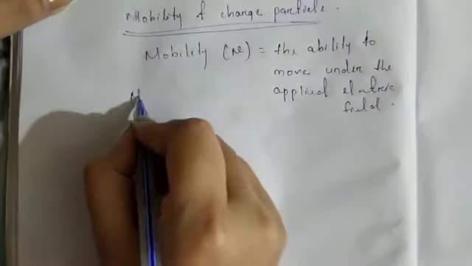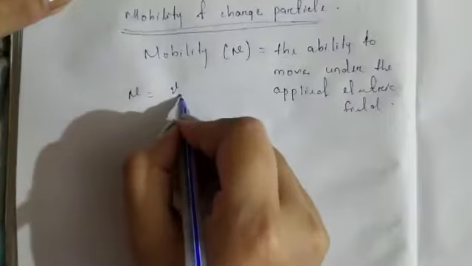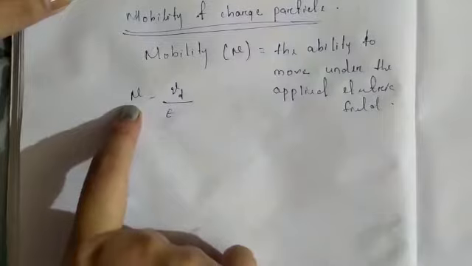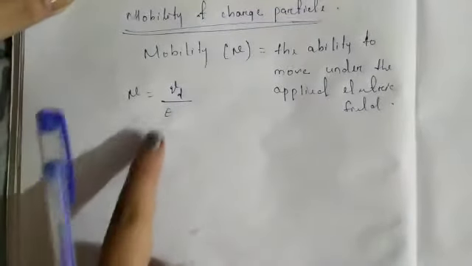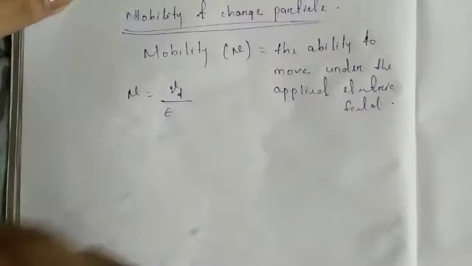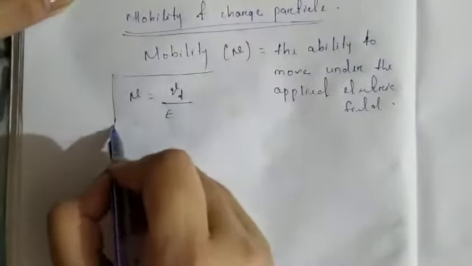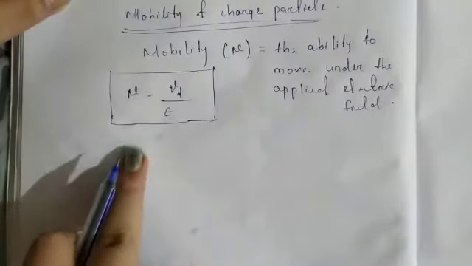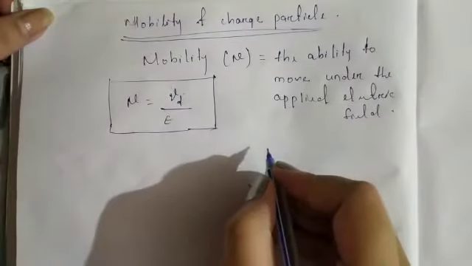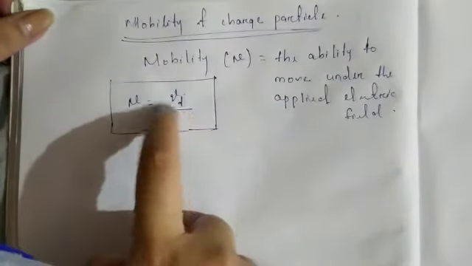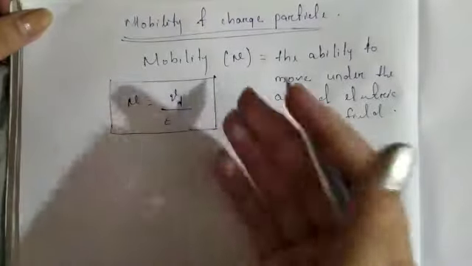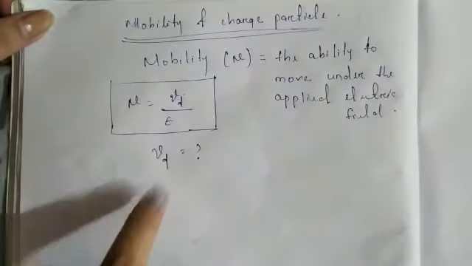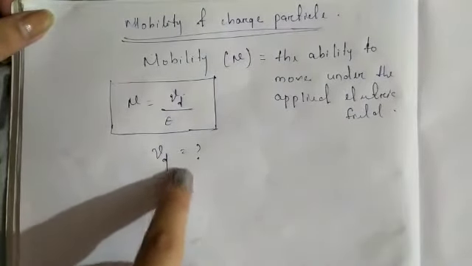The formula is mu equal to Vd divided by E, where mu is the mobility of the charged particle, Vd is the drift velocity, and E is the electric field. So for that we have to calculate the value of drift speed or drift velocity, so we have to calculate Vd. And what is Vd? Vd means drift velocity.